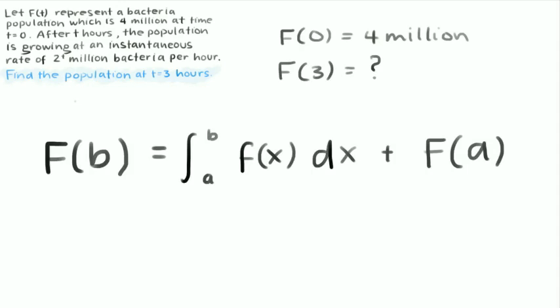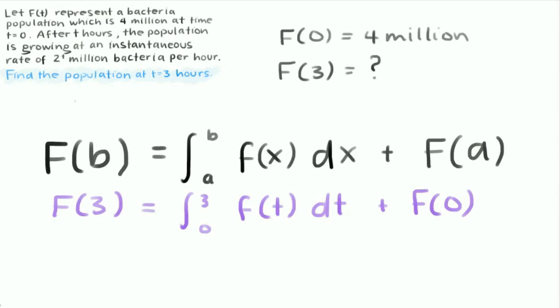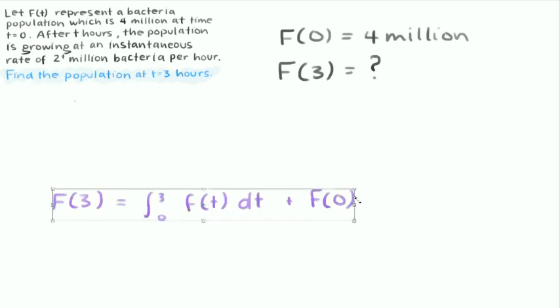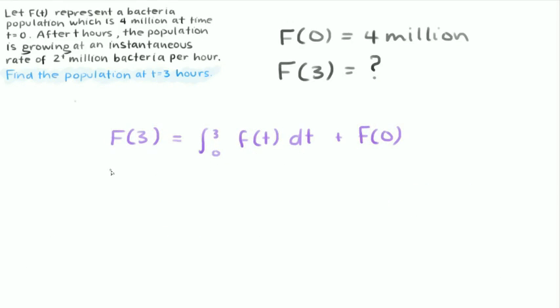We'll apply the method we used for the previous problem, and so capital F of 3 is equal to the integral of 2 to the t dt from 0 to 3 plus 4. Because the rate is given in millions, we're going to substitute f of 0 in millions. So we just have to remember to add that back in our final answer.